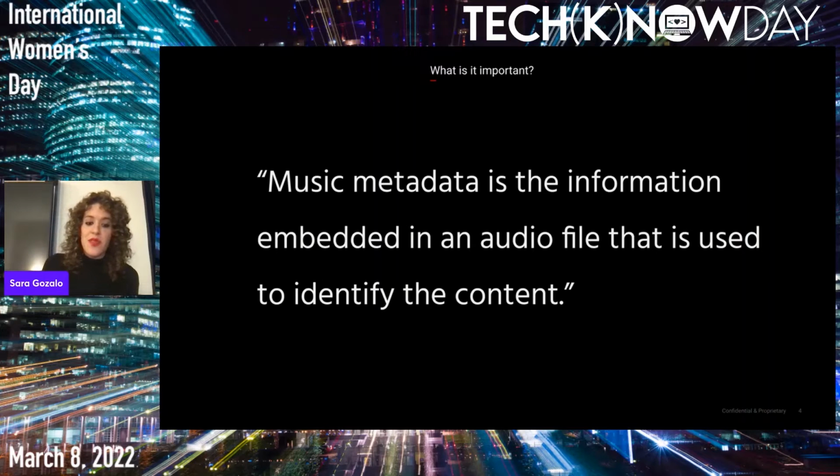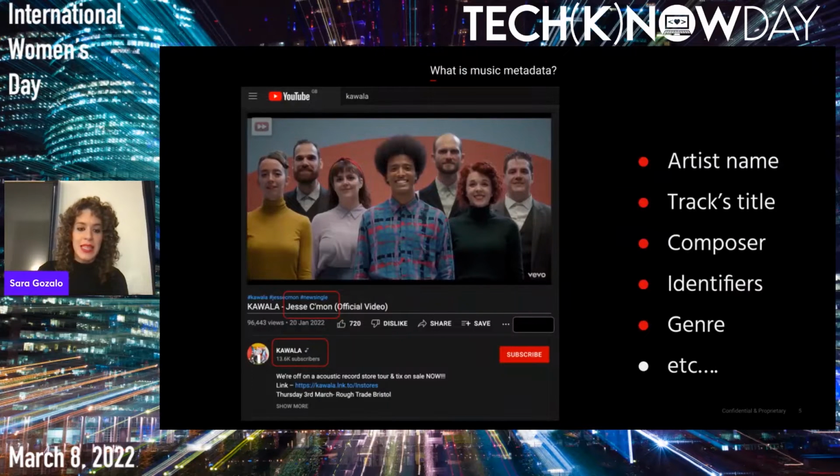Music metadata is the information embedded in the audio file that is used to identify the content. And you are like, fine, what does it mean? Well, music metadata is even more simple. It is every single part of the data that relates to, for example, a video clip or to the audio file. So it includes the artist name, the track's title, composer, some audio identifiers, the genre, the album name, etc. So you can see in this video, without the music metadata, we would not know the artist name or the track name.